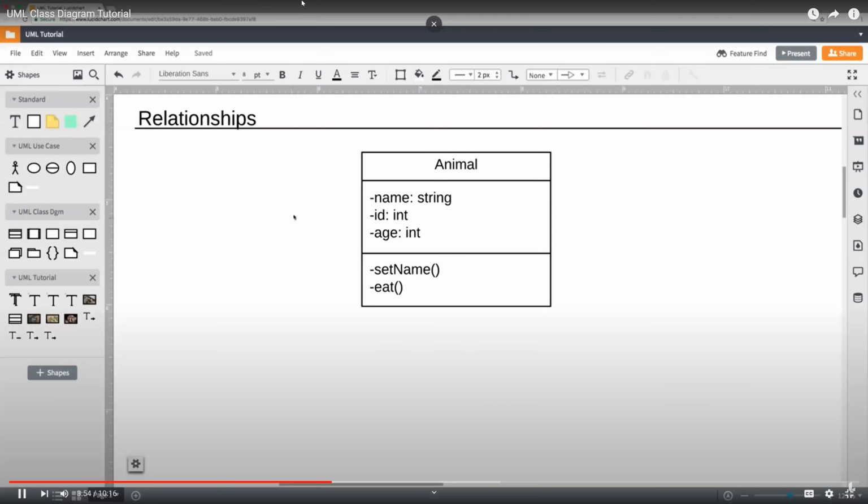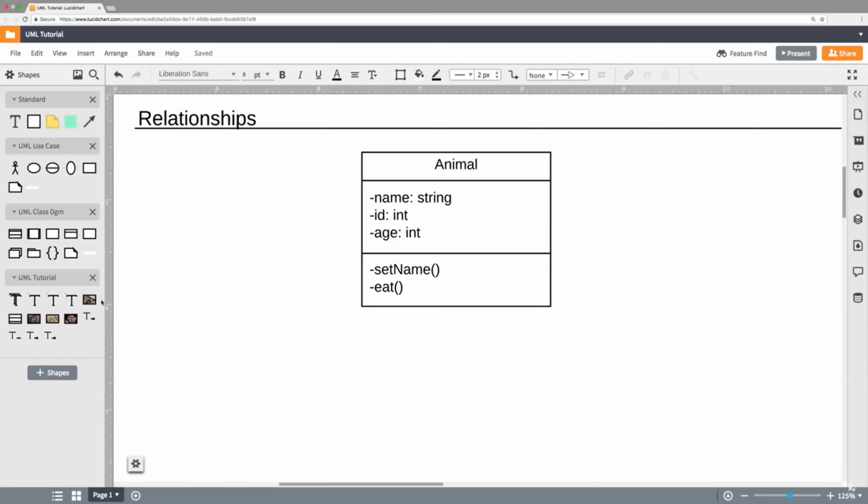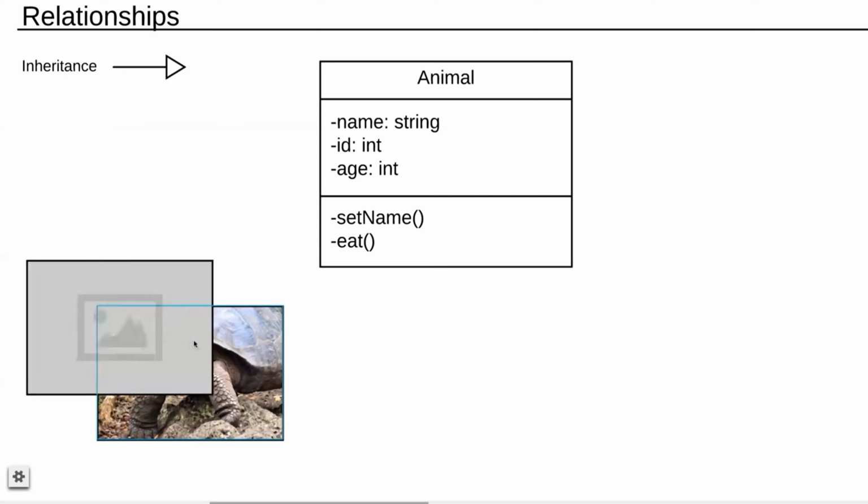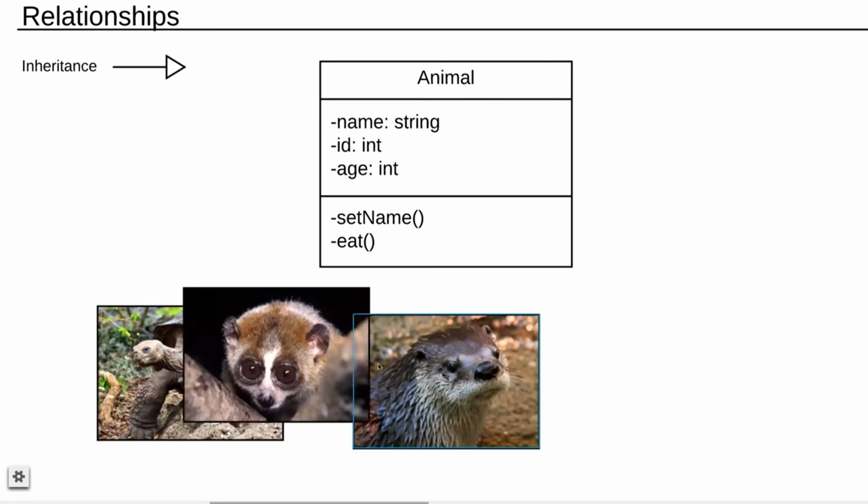So the next thing we'll need to cover are the different relationships that exist between classes. The first type of relationship that we'll describe is inheritance. I'm going to keep going with the zoo example because it makes it easy to understand the logic of these relationships. We'll get to a more technical real-world example later. Okay, so inheritance. Let's say in our zoo, the only animals we have are tortoises, otters, and the lesser known, but nonetheless amazing slow loris.